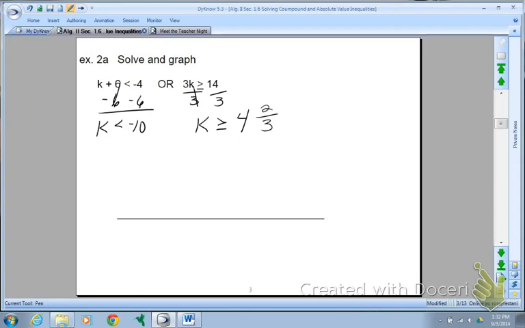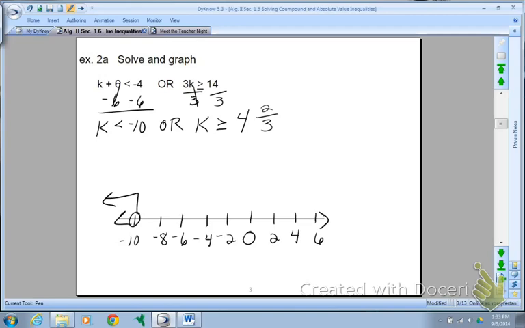So you need to turn it into a mixed number if you're graphing. If we're solving for x or k and not graphing, then you're fine with leaving it as an improper fraction. But if it's an improper fraction and you have to graph, you need to turn it into a mixed number. Okay, now, and this is an or. So let's plot this. So we have negative 10 and we have 4 2/3. I'm going to count by twos. 2, 4, 6. It's an open circle at negative 10, and k is less than negative 10, so that goes to the left. And then closed circle at 4 2/3.